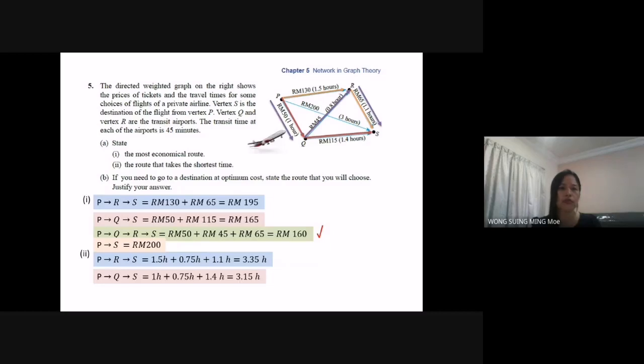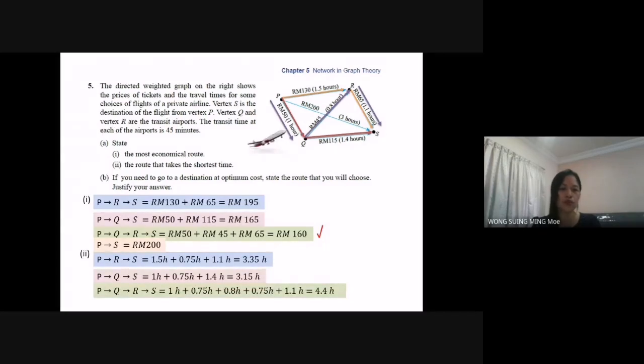Okay, now PQS. P to Q, 1 hour. After that, transit time, 0.75 hour. Okay, so from Q to S is 1.4 hour. So total time taken is 3.15 hour.